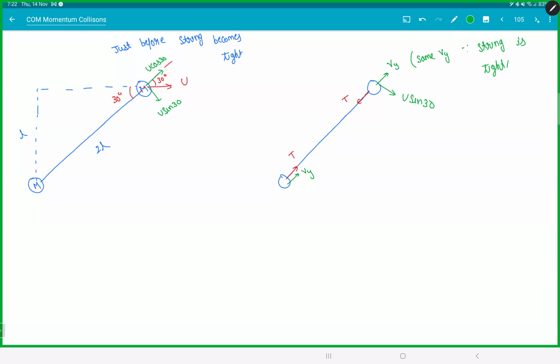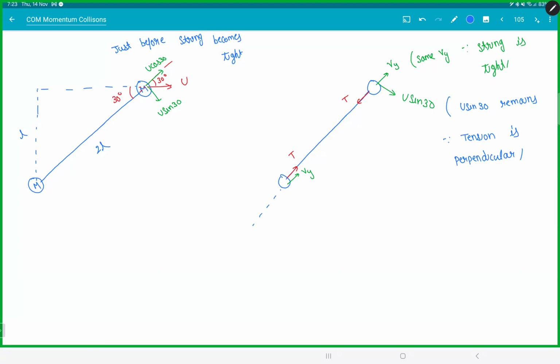Why? Because the force acting is perpendicular to the velocity, right? If the force is perpendicular to velocity, velocity won't get changed. So u sin 30 remains same, since tension is perpendicular to it. So when the string suddenly becomes tight, it will only mess up that u cos 30, u sin 30 is unaffected. Is that making sense, everyone?